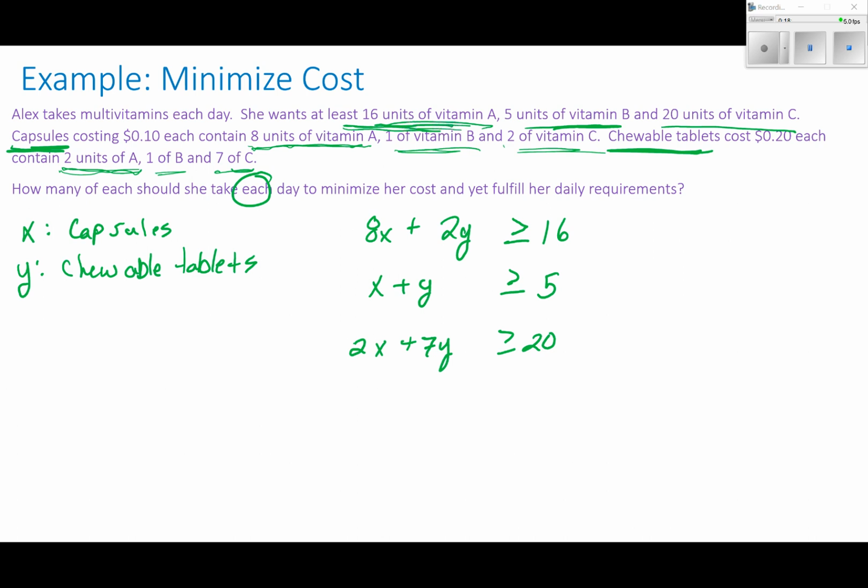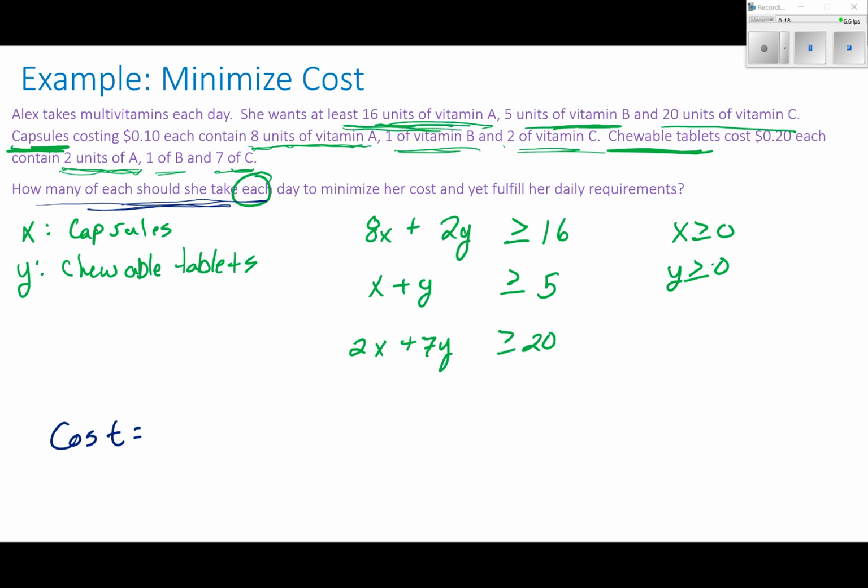X is capsules, Y are chewable tablets. X has to be positive, Y also has to be positive. I can't have any negative values. So those are the constraints on this one. If I wanted to look for the objective function, it says how many of each should she take each day to minimize her cost? So I know my answer is going to be cost, and yet fulfill her daily requirement.